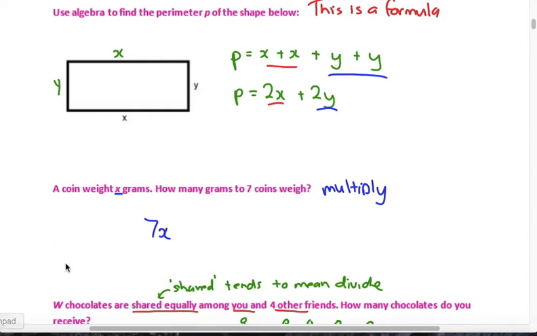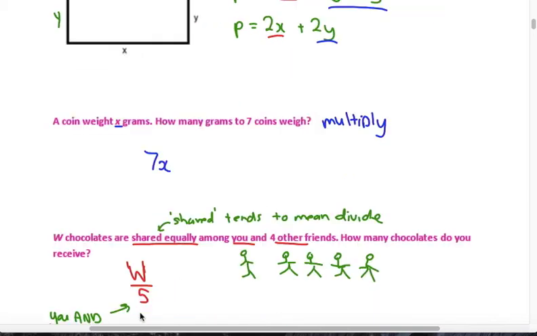Next one, W chocolates, uppercase, are shared equally. When you see the word shared, it tends to mean divide. So that's a little clue. When things are shared out equally, it tends to mean you're going to have to divide, rather than multiply or add or subtract. So W chocolates are shared equally amongst you and 4 other friends. So how many people in total is that? That's right. So it's shared equally amongst 5 people. How many chocolates do you receive as one person?